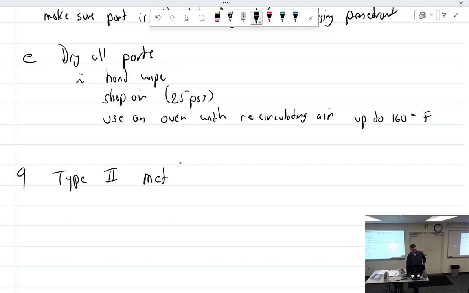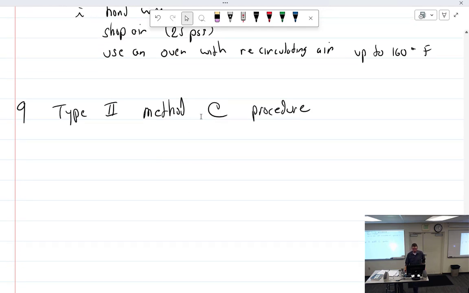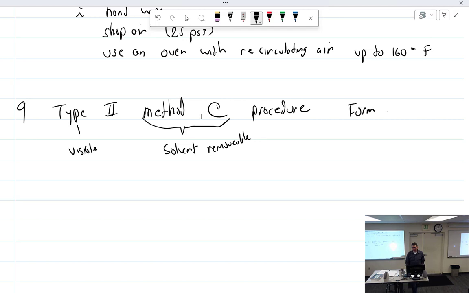So let's go with a Type 2, Method C procedure. What is Type 2? Visible dye. What is Method C? Solvent. Type 1 is fluorescent, Type 2 is visible. Method C is solvent removed. And what form development? And we are always going to use Form D. Why would we use Form D? Because it's an aerosol can? Non-aqueous. It is the most sensitive. So we're using the most sensitive developer because we have the least sensitive penetrant.